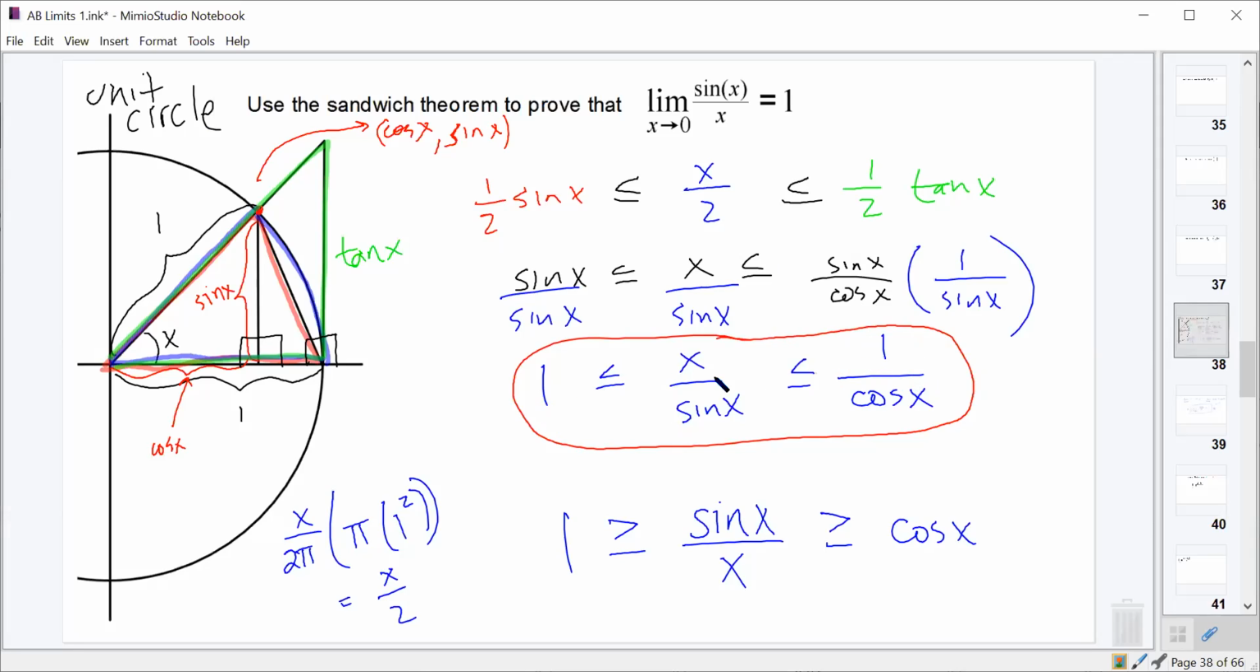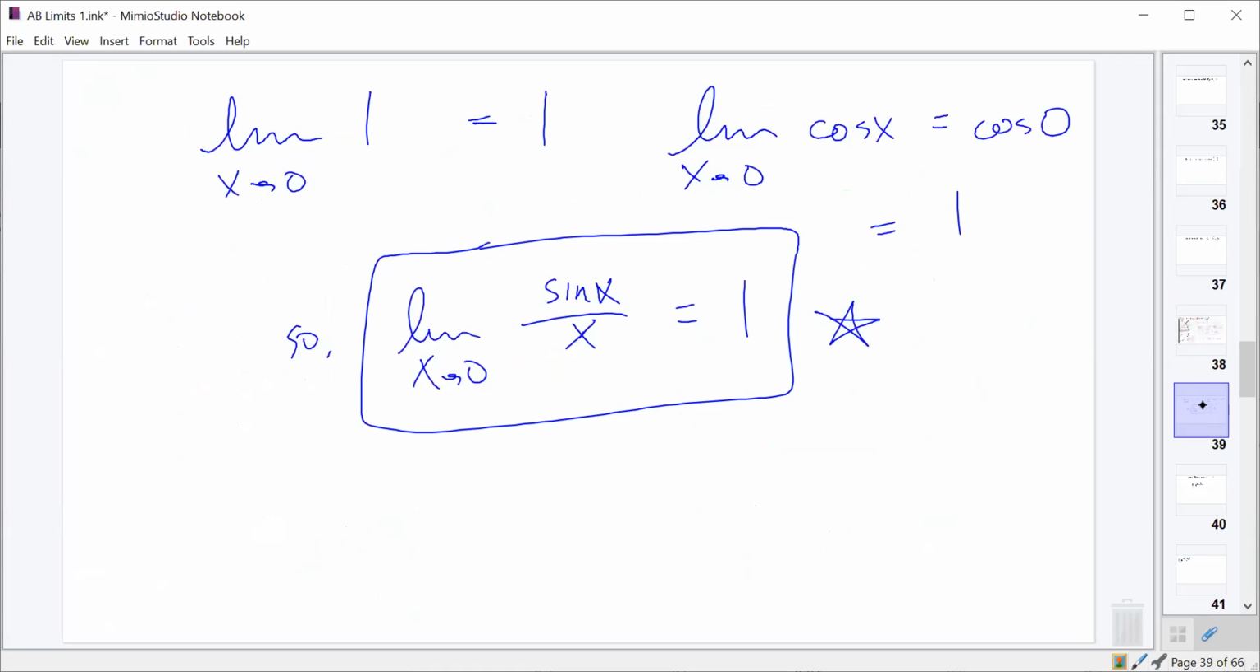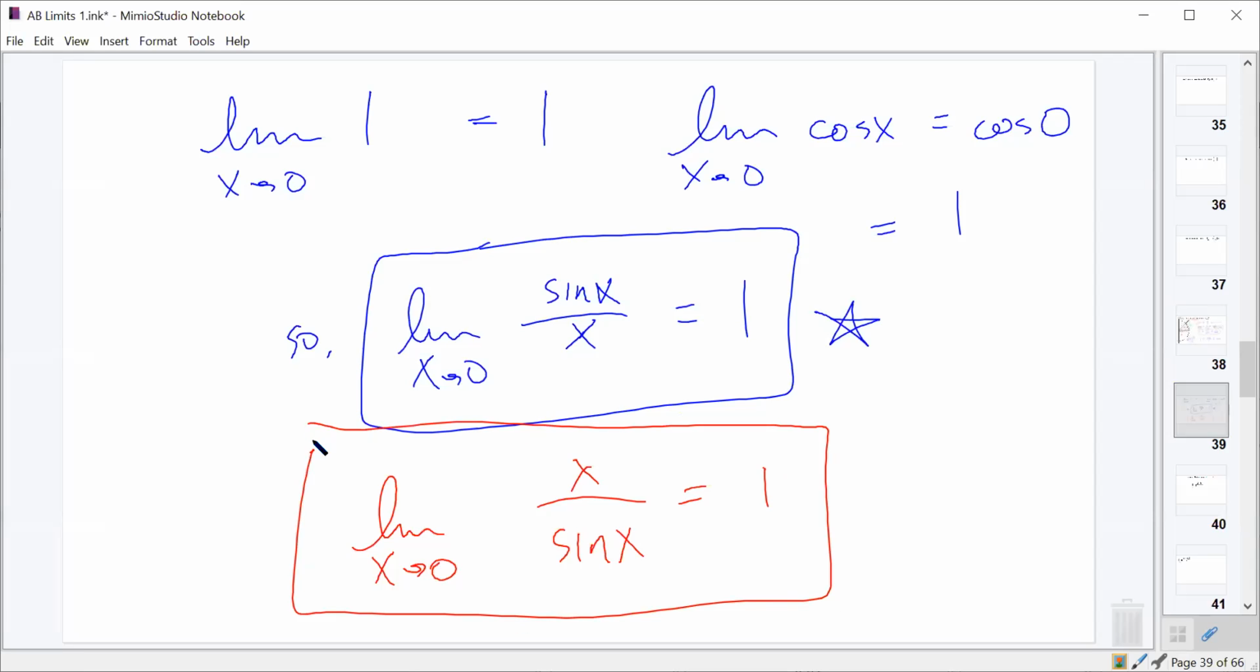Still 1. They'd both still be 1, right? Which would tell you what about this one that's in the middle? Also 1. So you're going to want to not only memorize this one that I wrote in blue up there, but also this one. The limit as x approaches 0 of x over sine x is also equal to 1. Both proven using the sandwich theorem.